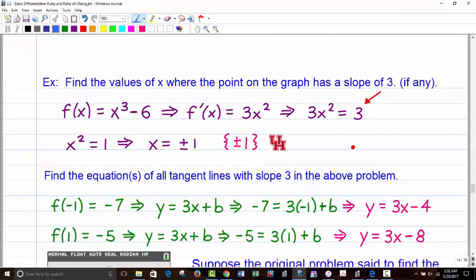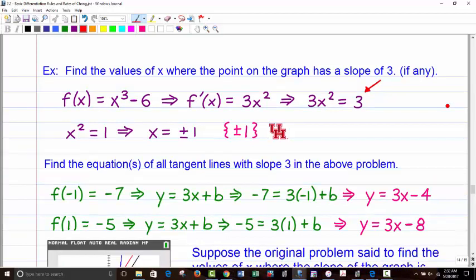Now, a horizontal tangent line automatically implies that slope equals 0. But suppose that you had a problem that wanted to know a specific numerical value. So obviously, if it's some other slope value, it has to tell you. Horizontal automatically means 0. So let's say, suppose that we want to find the values of x where the point on the graph has a slope of 3, if any. So once again, we're doing the same process. We're taking the derivative, but instead of setting the derivative equal to 0, we're setting the derivative equal to 3.